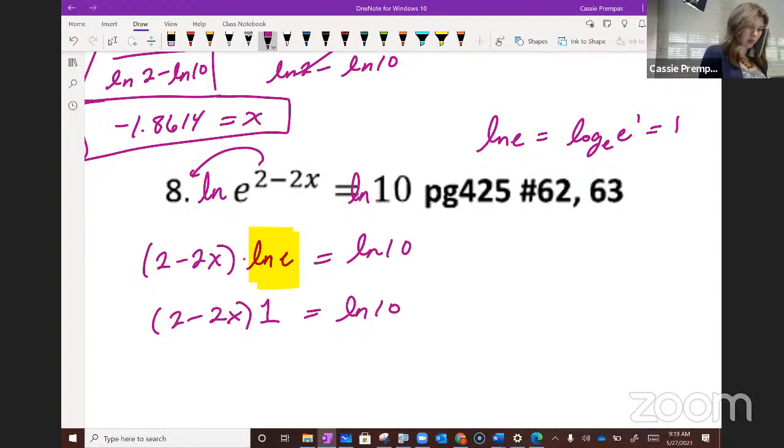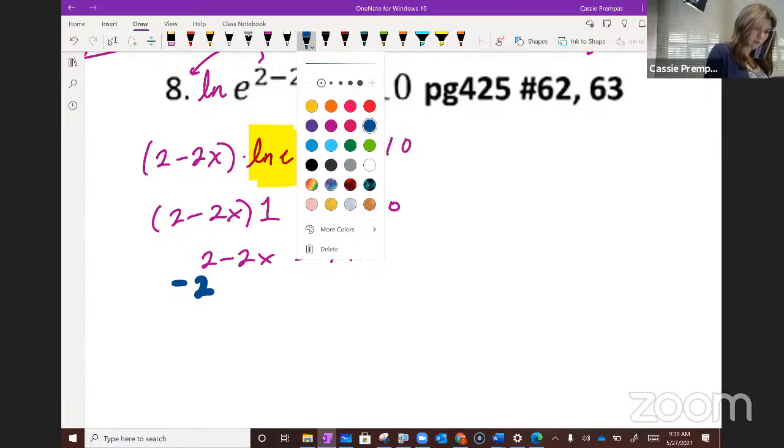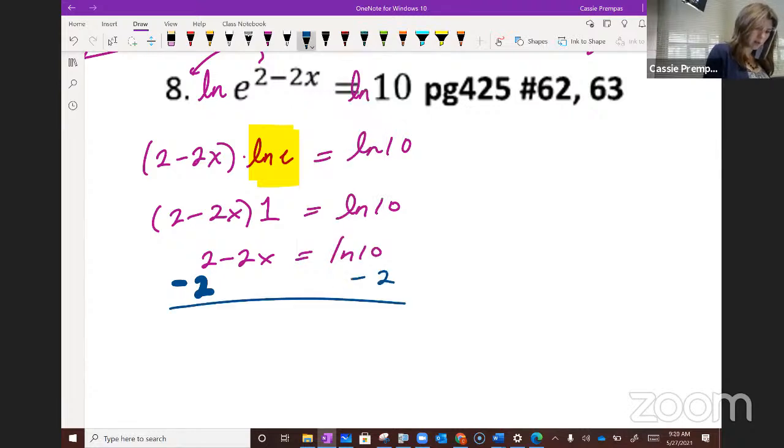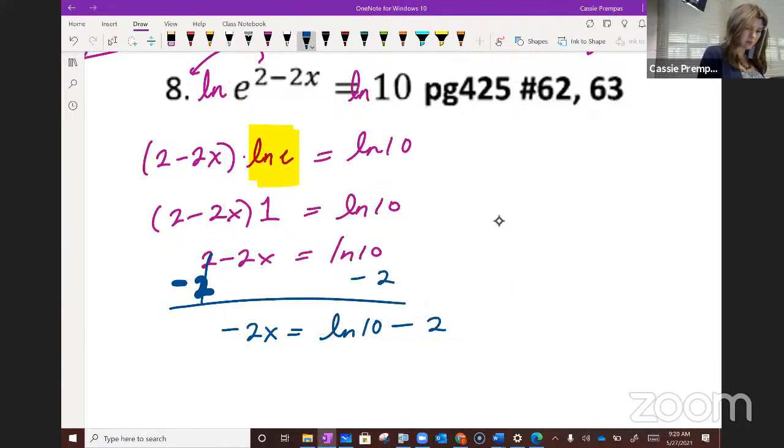And now I can just go ahead and start getting x by itself. So I'm going to subtract 2 from both sides. And I have negative 2 times x equals natural log of 10 minus 2. And then I can just divide everything by negative 2.